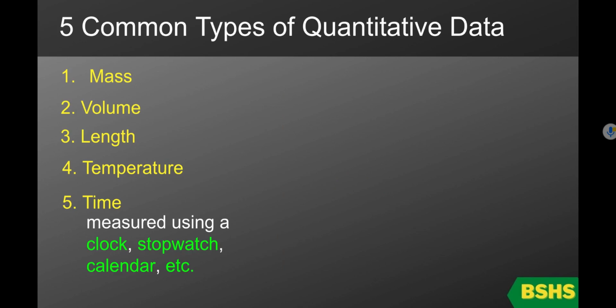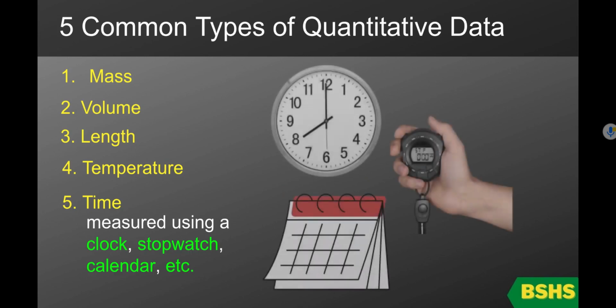The final type of quantitative data we'll discuss is time. Often during experiments, you need to measure how much time has passed, and you can do this using a clock, a stopwatch, or even a calendar in cases where a lot of time has passed. You've probably used these before, so we won't practice measuring time in this video.